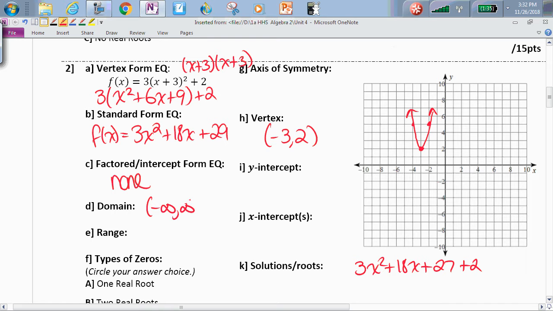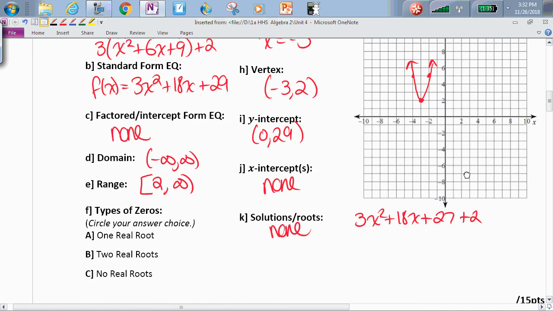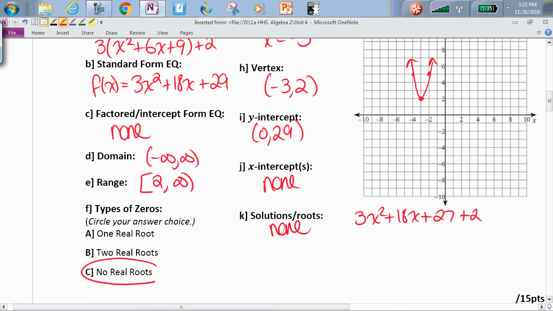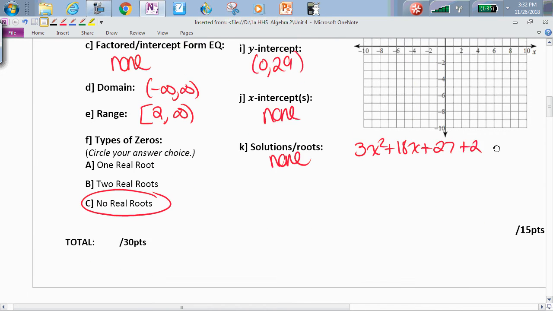Domain negative infinity to positive infinity. Range is lowest, which is positive 2, to infinity. Axis of symmetry is x equals negative 3. Y-intercept (0, 29). X-intercept none, that means there's no solutions or roots. And then type, there are no real roots or no real solutions. There are solutions, but they're not real.